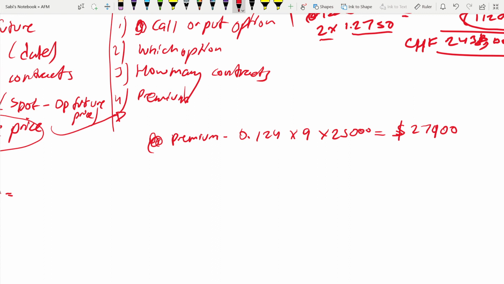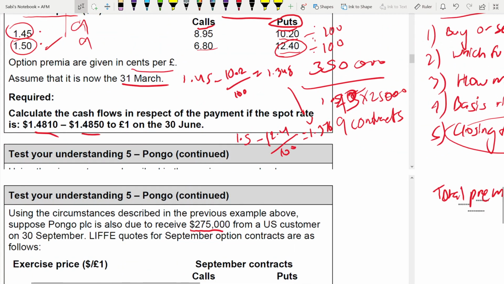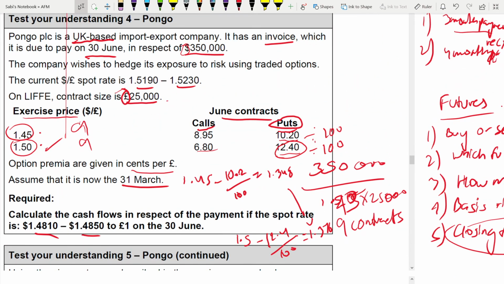How are you going to convert the premium into pounds? By using the spot rate. Premium is always converted using the spot rate, because whether we exercise the option or not, we pay the premium at the beginning of the transaction. That's why spot rate. With spot rate, you have been given 1.519 to 1.523. Premium we pay.